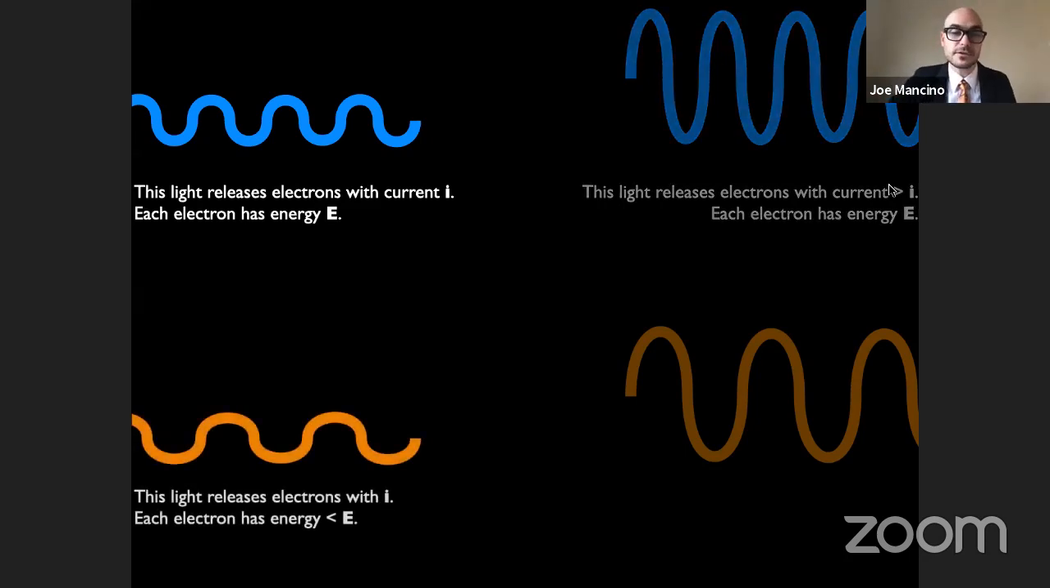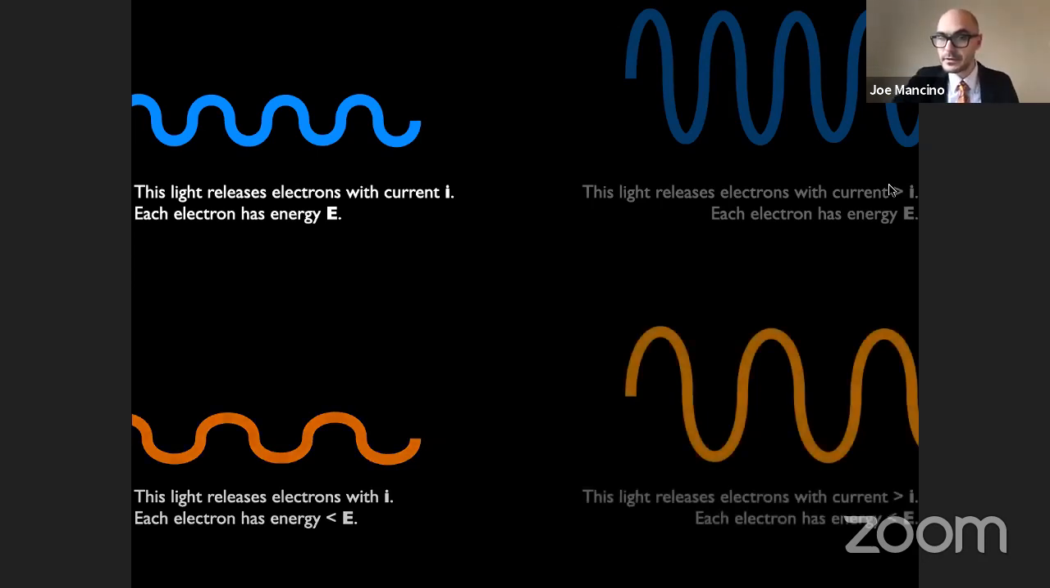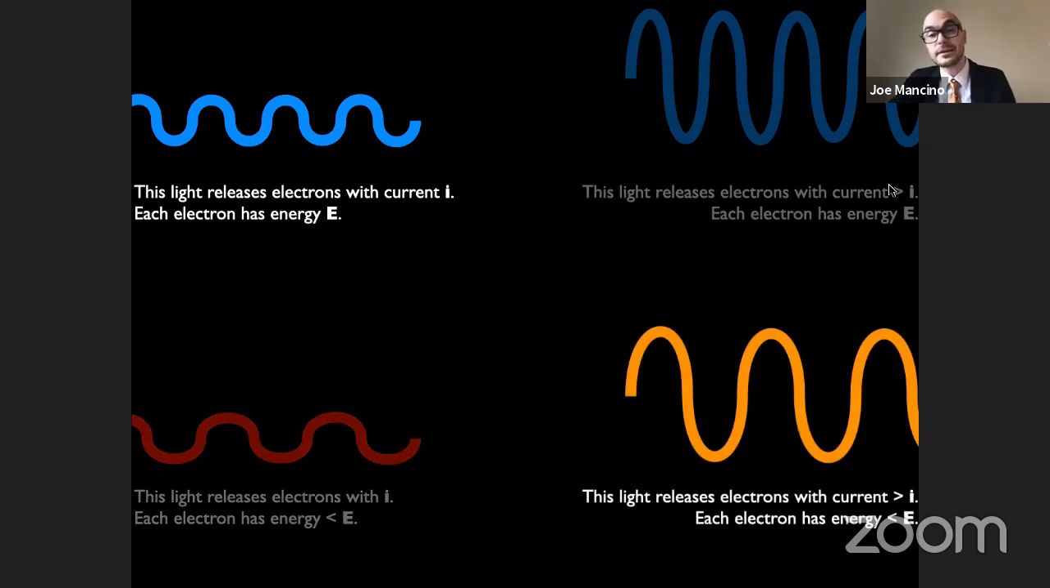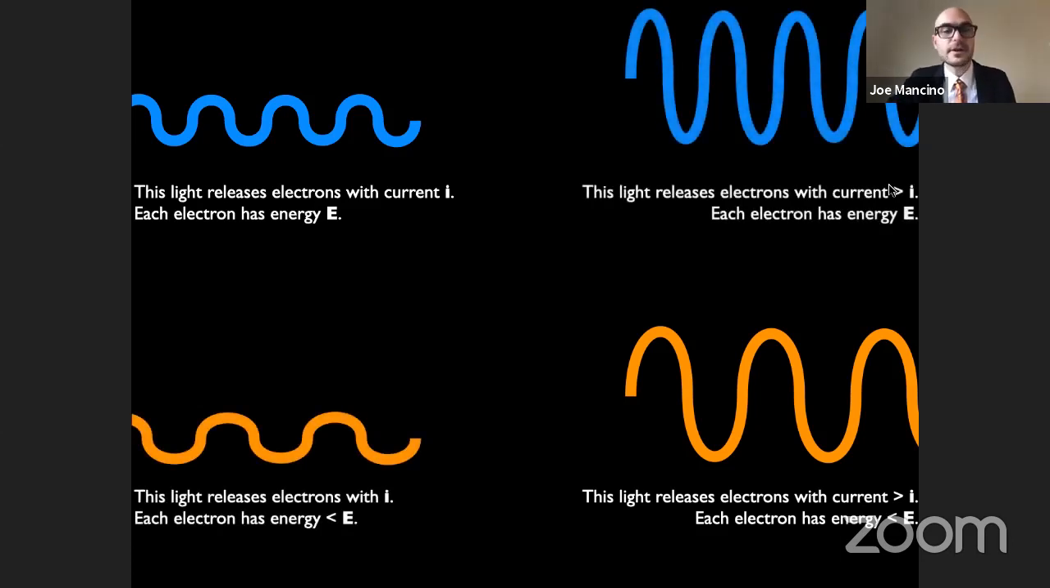In the bottom left of your screen, you see light of the same brightness with a wider wavelength, a longer wavelength. That's lower energy light. It releases the same number of electrons per second, but each electron has less energy. Or if we shine bright light with a longer wavelength, the bright light releases more electrons, but those electrons don't have as much energy. Now, those four things taken together, they don't make sense given the wave model.